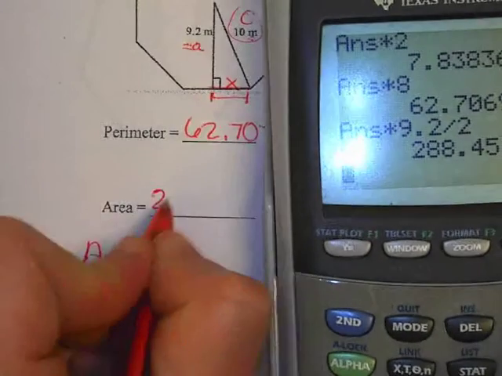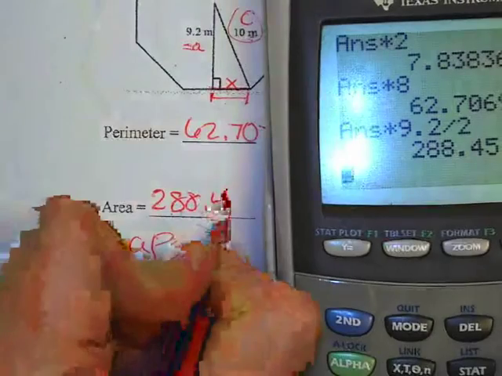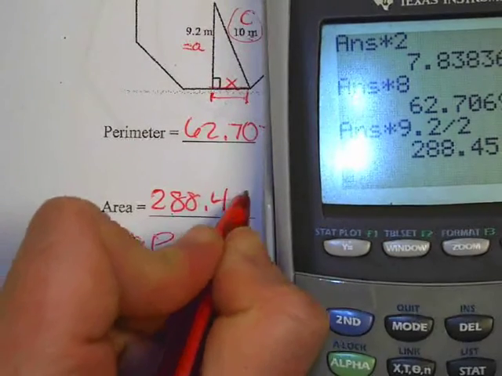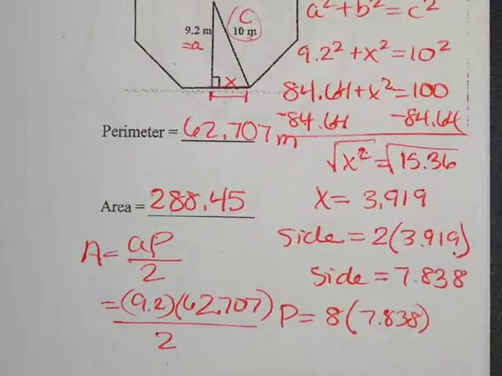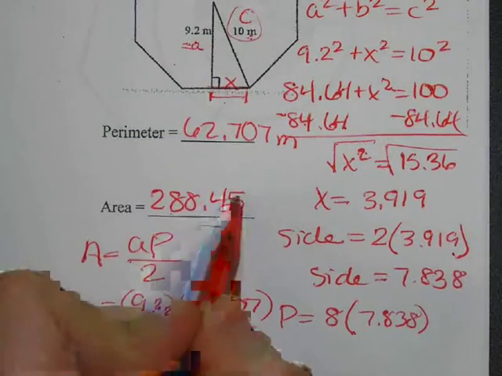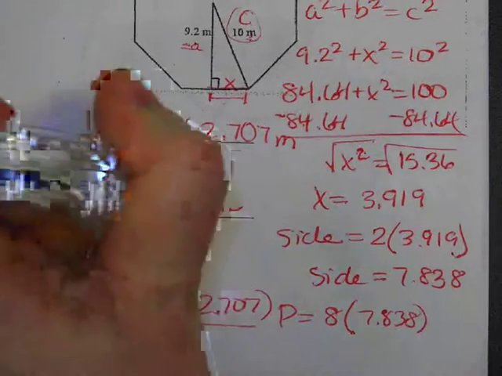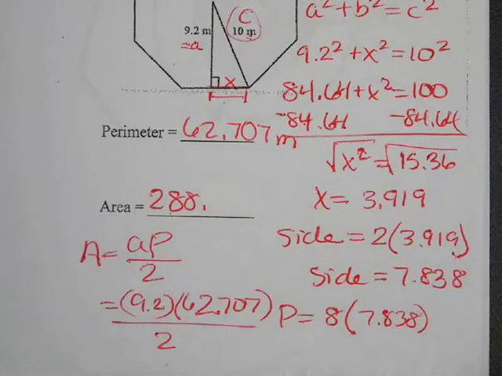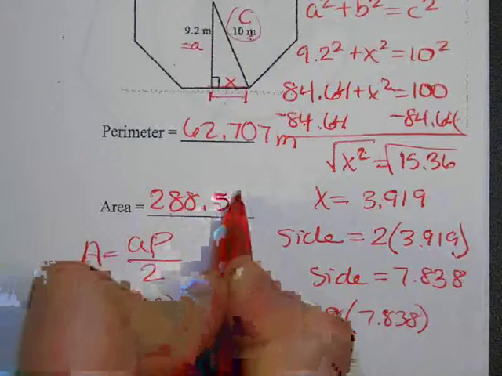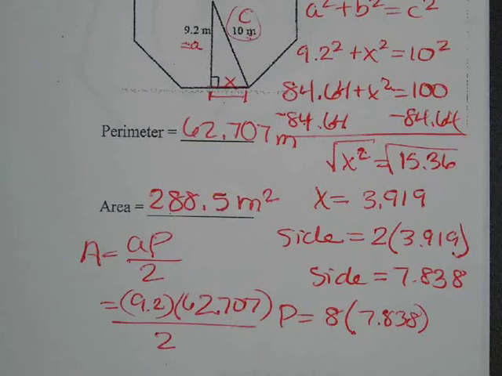So that comes out to 288.45. Since they want nearest tenth, the 5 behind the 4 is going to round the 4 up to just 0.5. And this would be meters squared for area.